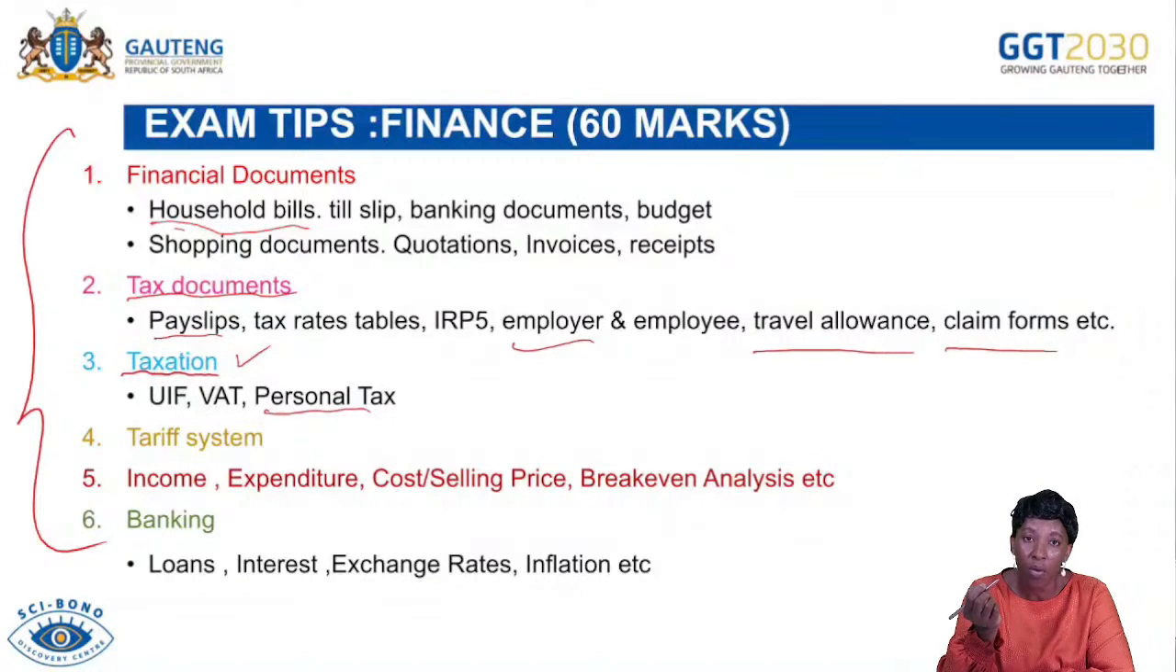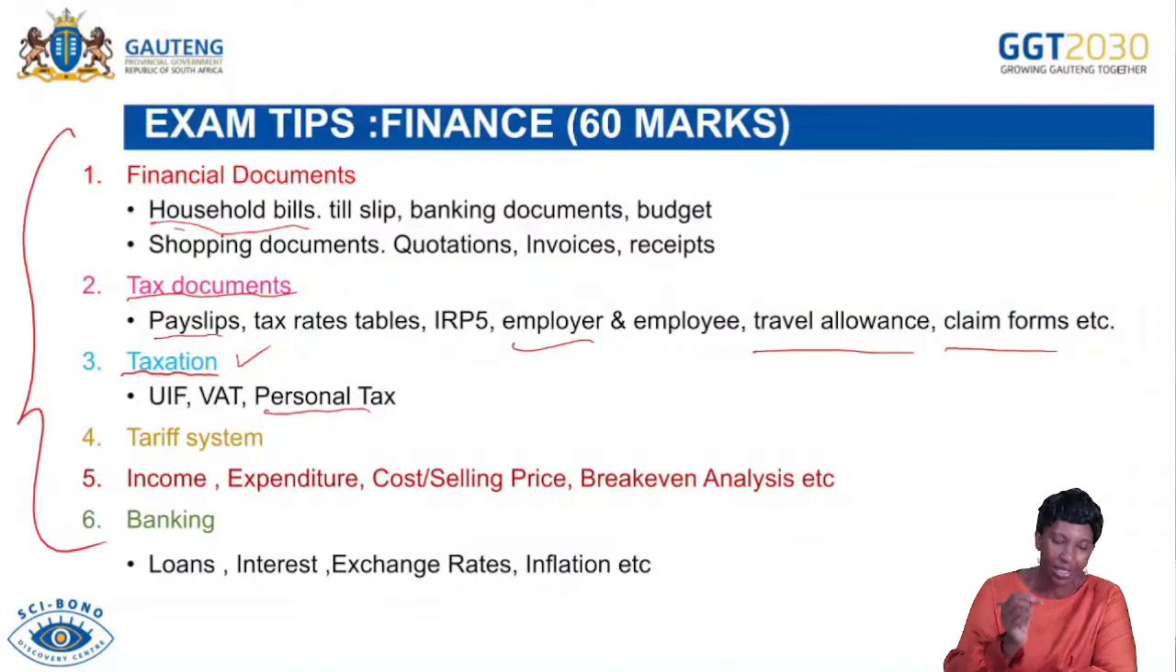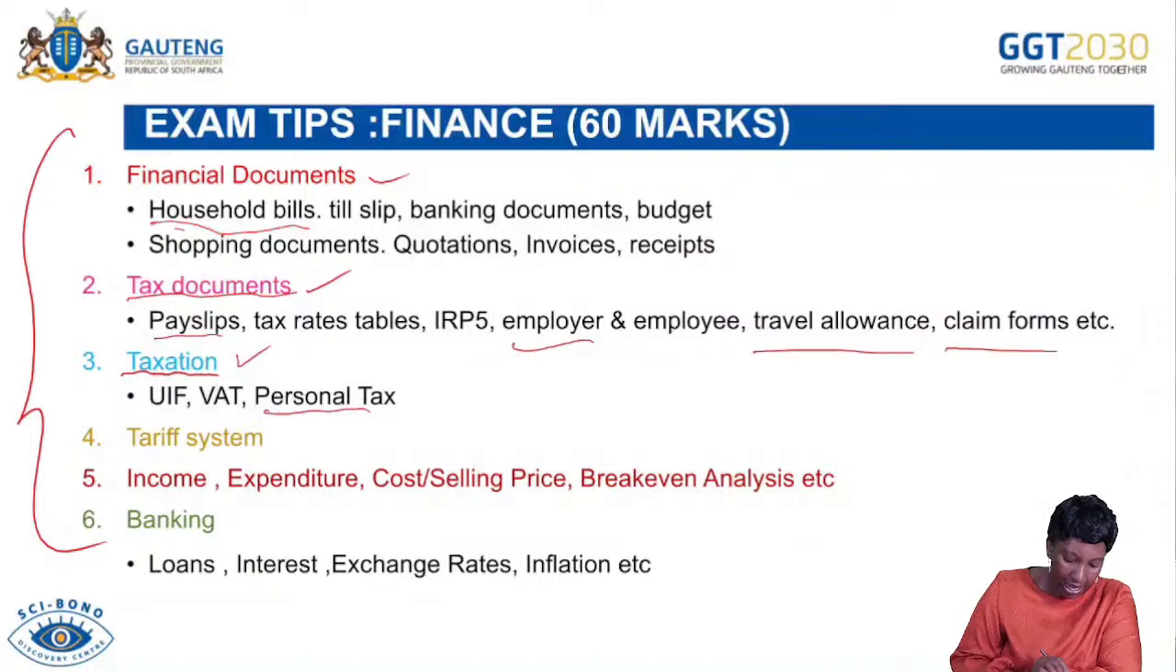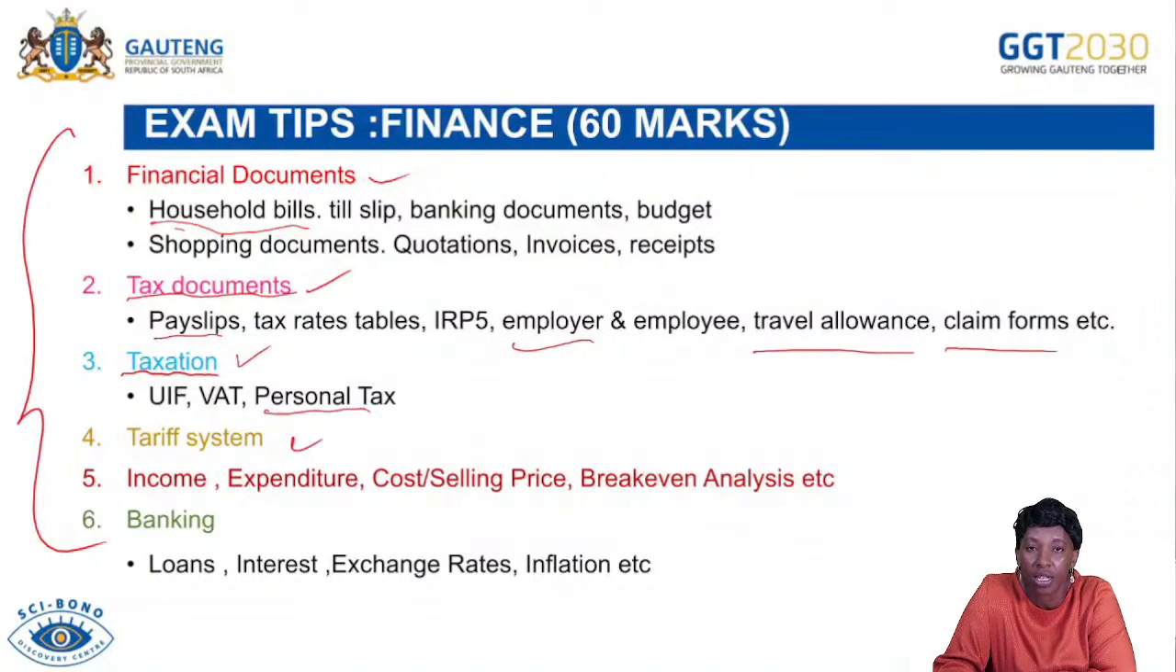I don't know how the paper will look like, but what I know is that financial documents, we have done it. So even if we get a financial document, we will be able to answer it. If we get a text document, one of these documents that I've mentioned here, we'll still be able to answer. And then taxation, we'll still be able to answer because it's under what? It's under finance, and we have already done it in class. And then tariff systems, I've also mentioned the different tariff systems that you have done.